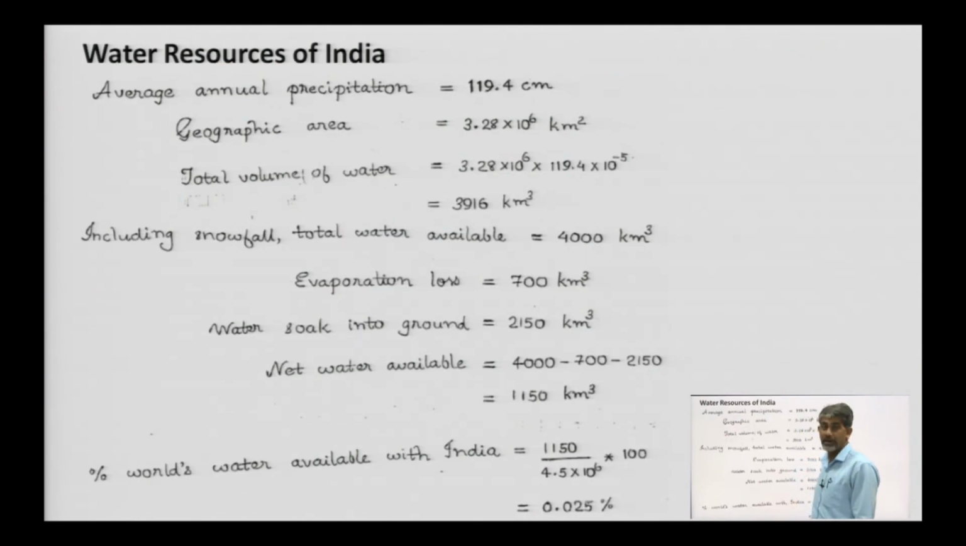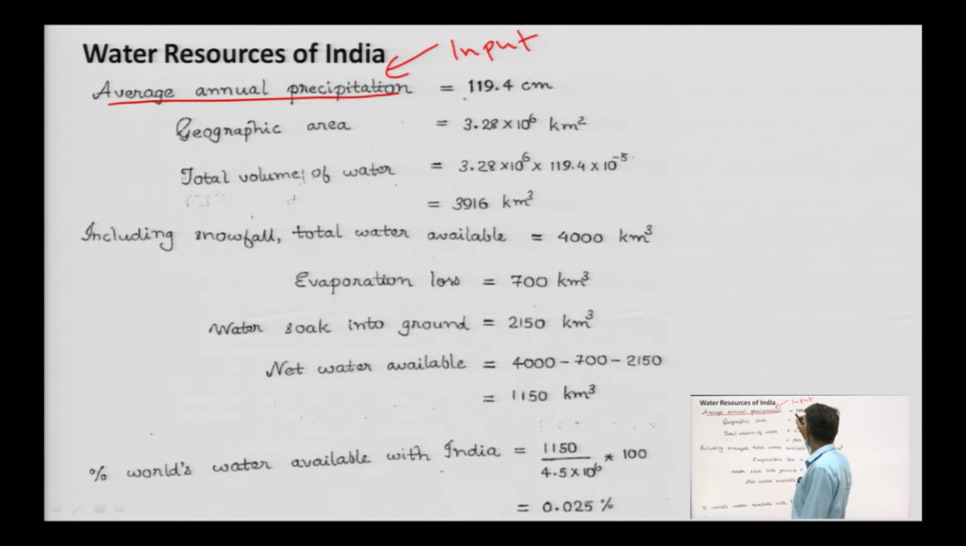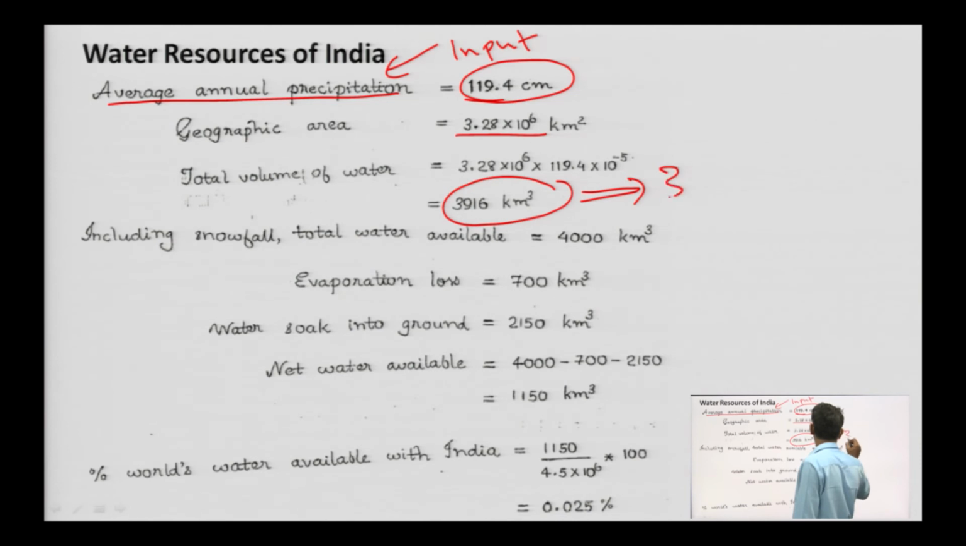Now, what is the water resource in our India? In India, first of all, the input is the average annual precipitation, and it is 119.4 centimeter, against the world's annual average precipitation of 100 centimeter. Its geographical area is 3.28 × 10⁶ kilometer square. Therefore, the total quantity of water available is how much? 3916 cubic kilometer. So this much water is available to us through precipitation.